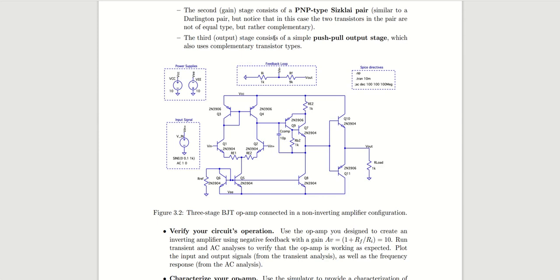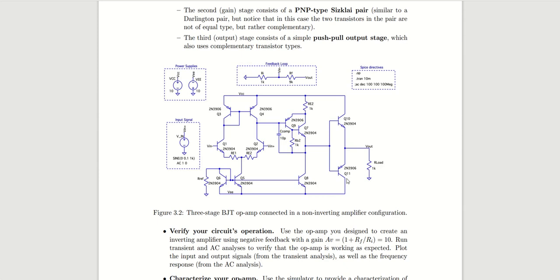And the third stage, which is the output stage, is a simple push-pull output. So this is a Class B push-pull. We can tell it's a Class B because it is conducting for 180 degrees of the signal cycle. So one transistor turns on during the upswing, the other transistor turns on during the downswing.